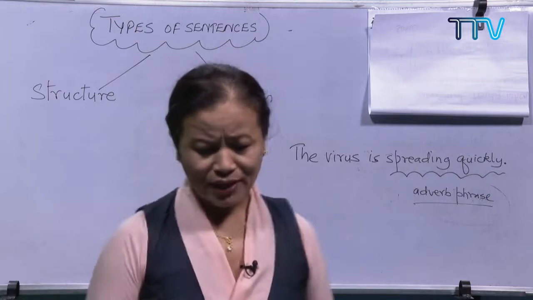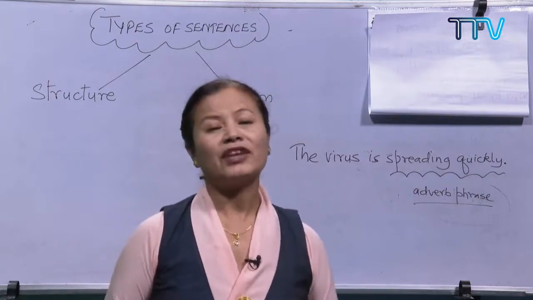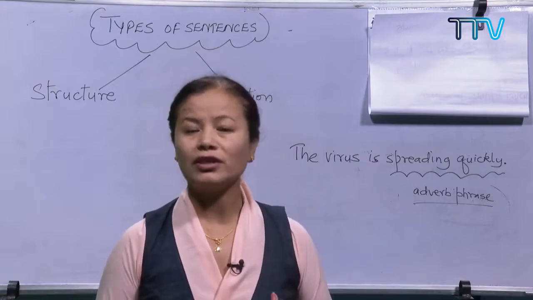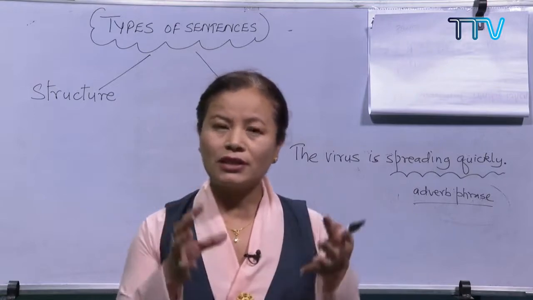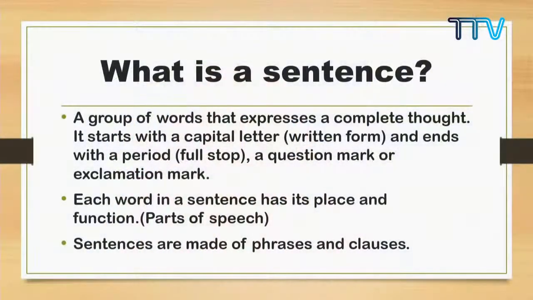So sentences are made of phrases and clauses. You have learned about the different phrases. Phrases are a group of words that are related and function as a unit, but they cannot stand alone as a sentence. They only help in the formation of the sentence.